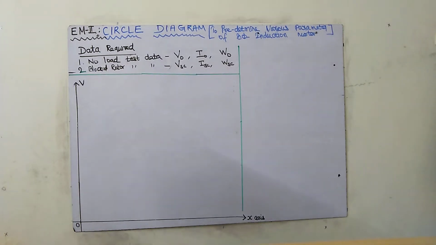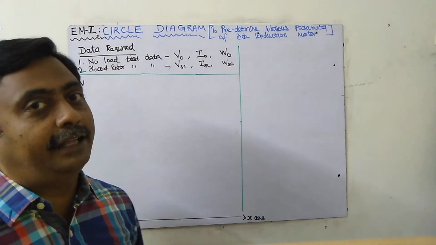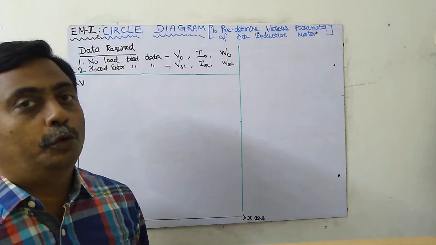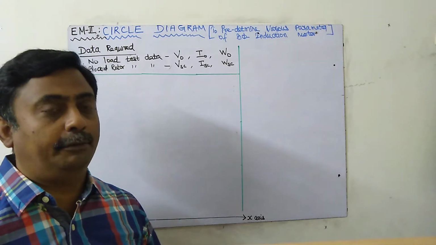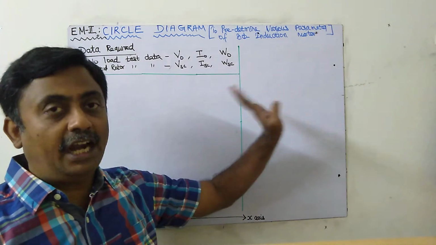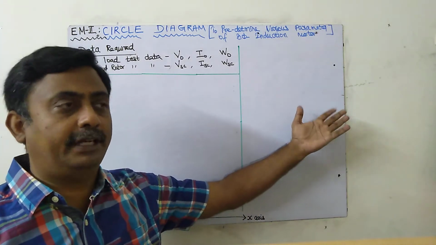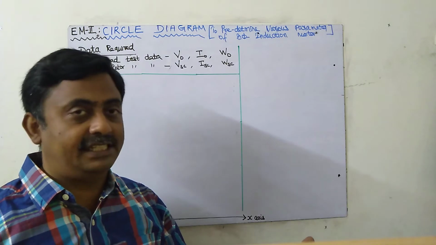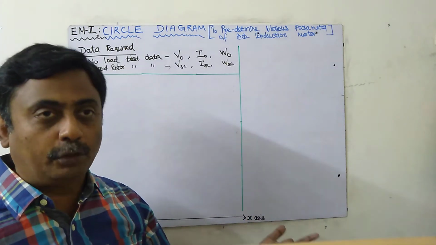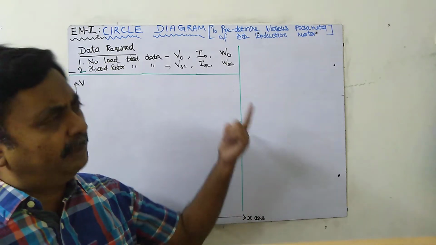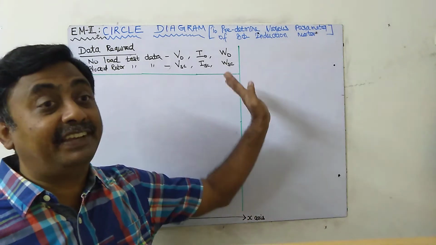Okay, now we are going to do a circle diagram. Where will we do the circle diagram? In Machines 2, in the 3-phase induction motor, for predetermination of efficiency and various parameters. What are the various parameters? One is efficiency, as I already told. Another one is slip, then maximum input, and maximum torque. For these various parameters we can predetermine.